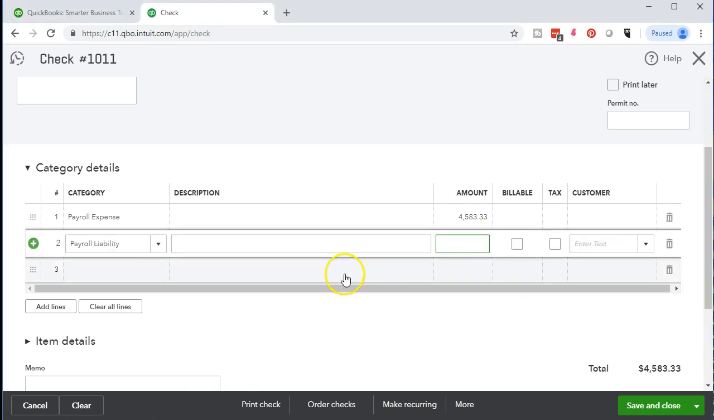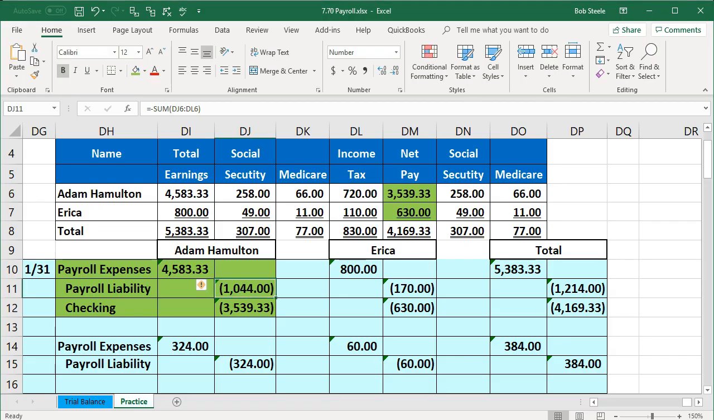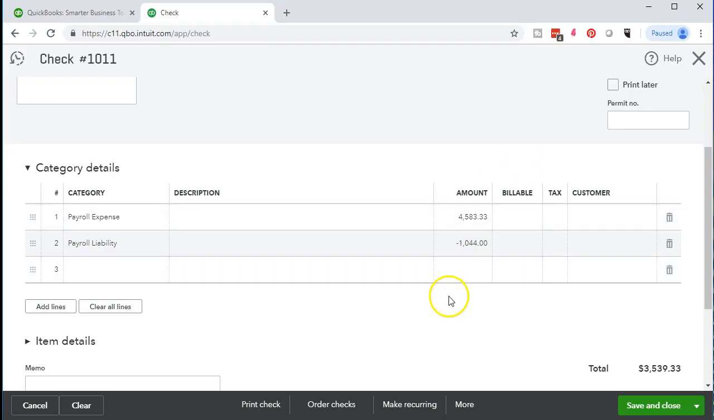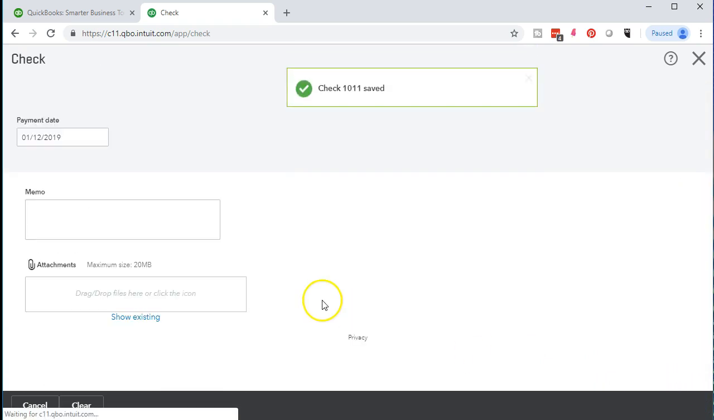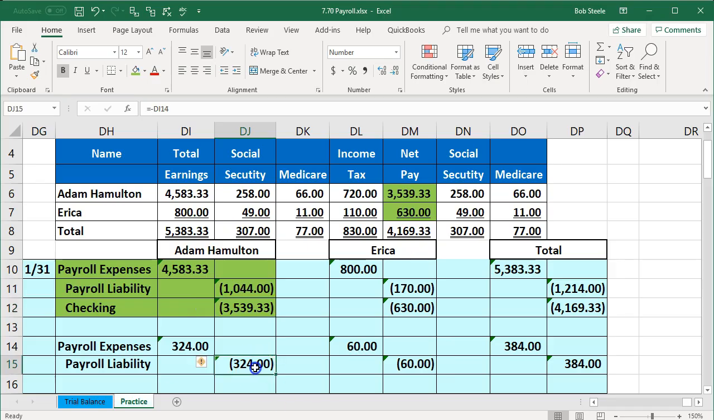The amount's going to have to be a negative now. So it's going to be a negative, and that's going to be the 1044, and that'll bring us down to the 3539. That's the 3539 that we have here, the actual check. So that's going to take care of that check. We're going to select the drop down and say save and new, and we'll create another check. And now we're going to work on the second one.